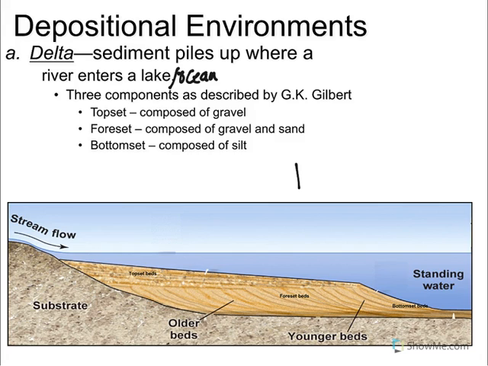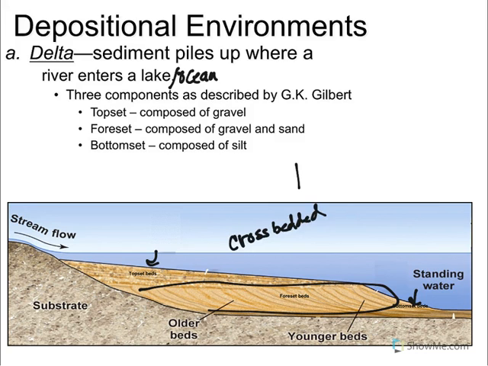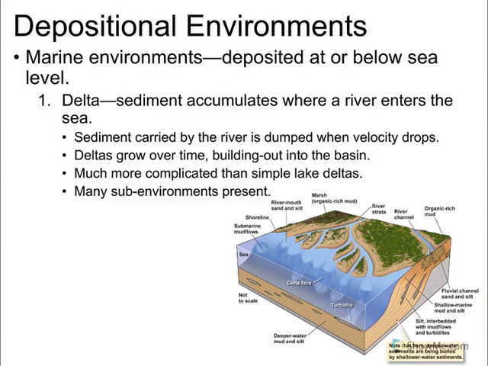What we tend to see are there's three parts of your deltas. You can get the bottom set beds, which are way down at the bottom, the foreset beds, which are in the middle, and then the top set beds, which, if you notice, are all cross-bedded. Right, so again, telling us about that direction of water movement.